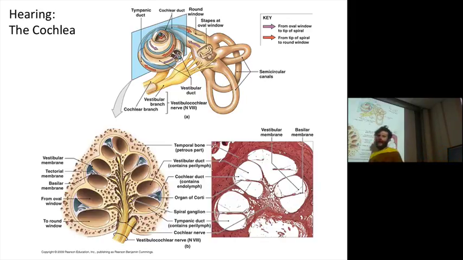Embedded in this bony labyrinth throughout the inner ear is this membranous labyrinth. This is all soft tissue membrane right here.